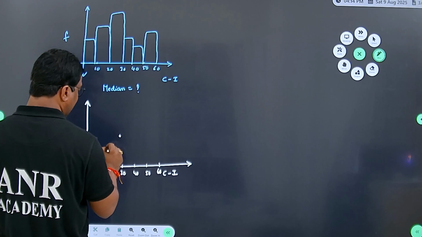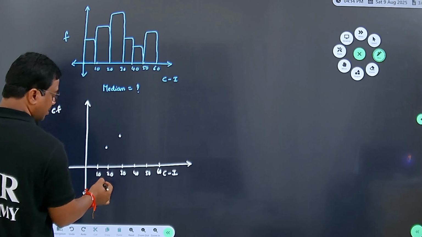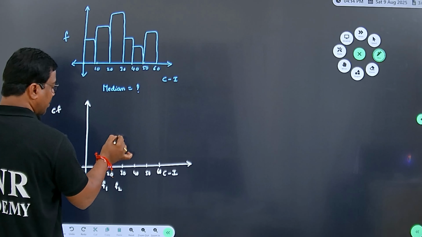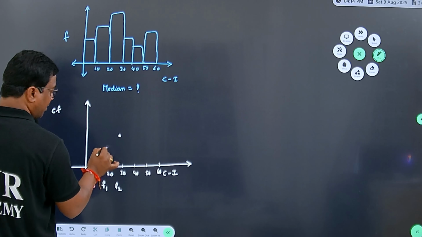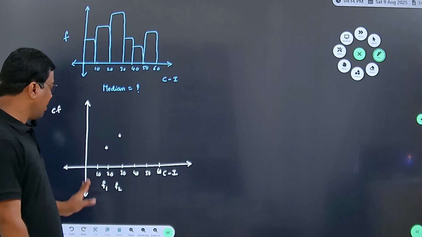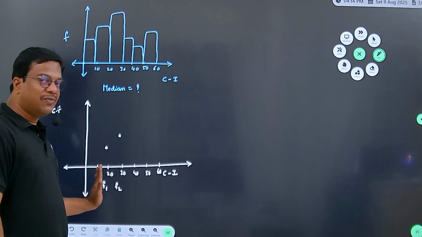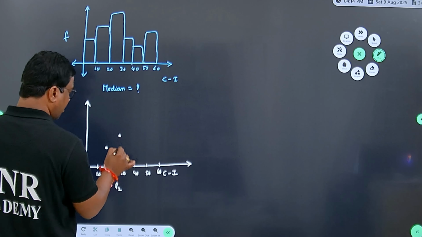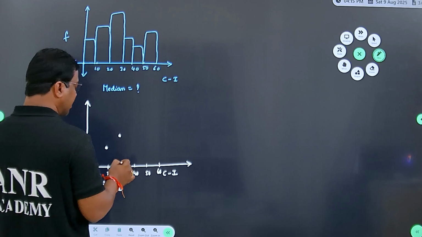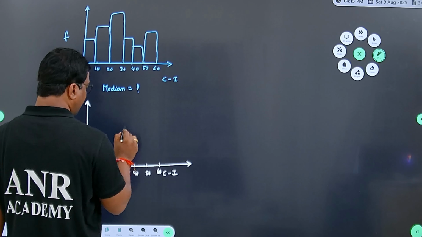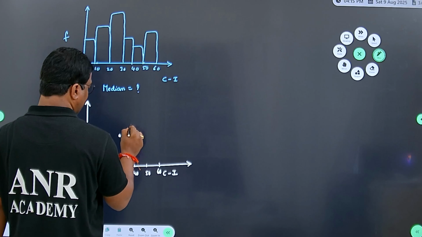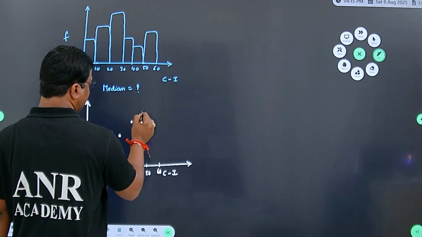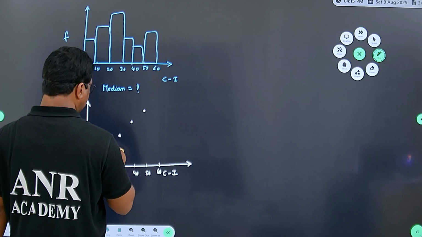cumulative frequency. Adding F1 and F2, we get cumulative frequency. Suppose that is here. First F1, the frequency here I am going to mention. F1 plus F2, sum of two frequencies, that is cumulative frequency here, height increases. Next 30 to 40, you have to add up F3, suppose that is here. Next adding another frequency, you will get in this way.